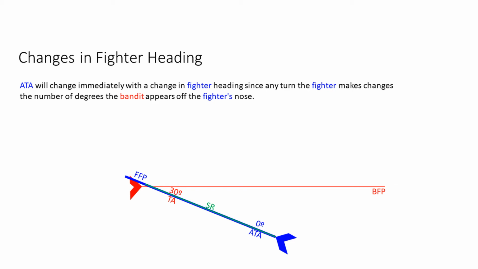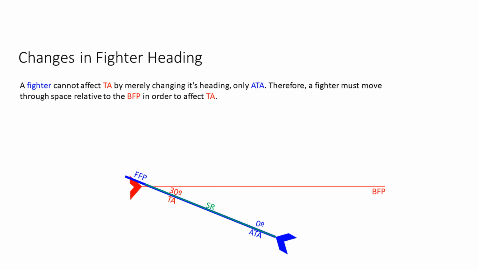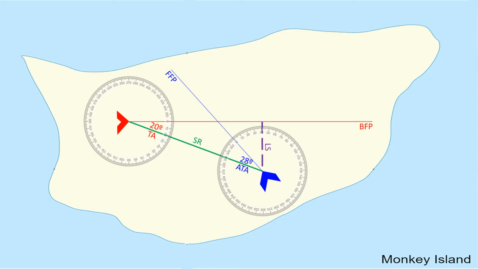So just like the last lesson, if we take our nose and put it on their nose, their lateral separation goes away as well. What we're adding on to this lesson is the fact that a fighter cannot affect target aspect by merely changing its heading, only the antenna train angle. So in order to change the target aspect, we actually have to move through space. And we're gonna illustrate that.